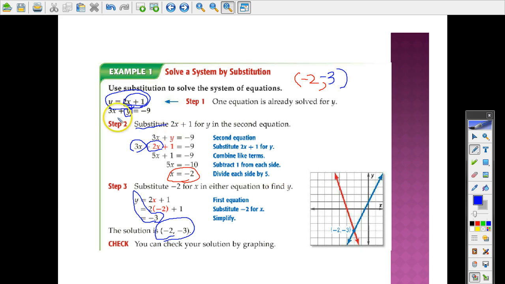That means when you graph these two equations, it meets at one point, and that point is negative 2 and negative 3. You can check your answers by graphing and see if they do meet, in fact, at that point. You can use a graphing calculator for this and find the intersection of the two graphs and see if it comes out to be negative 2 and negative 3.